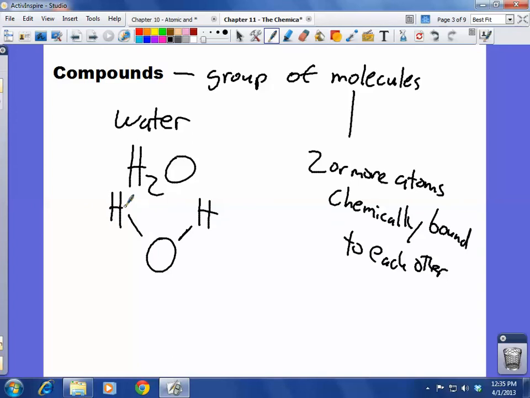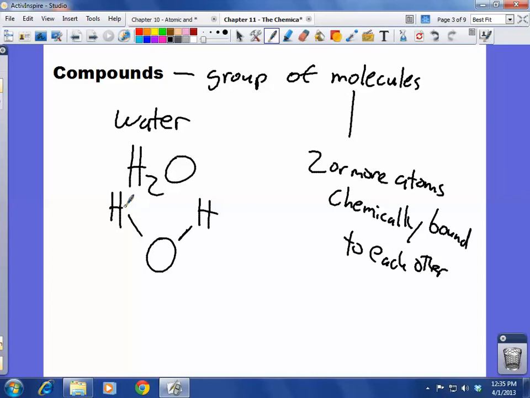So if I think about 1 water molecule, it's 1 oxygen bound to 2 hydrogen atoms. But if I think of a glass of water up here composed of millions and millions of individual water molecules, then I think about it as a compound. All right? Not too difficult.